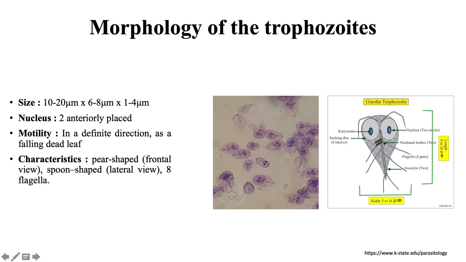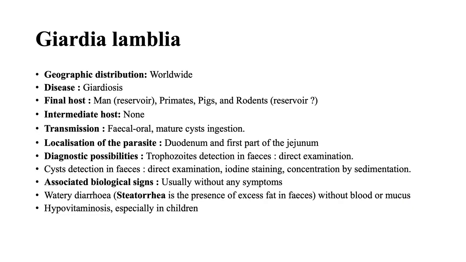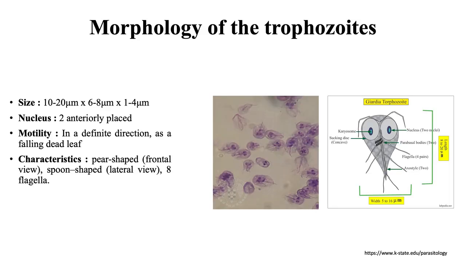There is something important about motility. The motility looks like a fallen dead leaf. I will show you in the video. The shape looks like a pear from the front. I don't think there is a lateral view here, but it would look like a spoon shape.